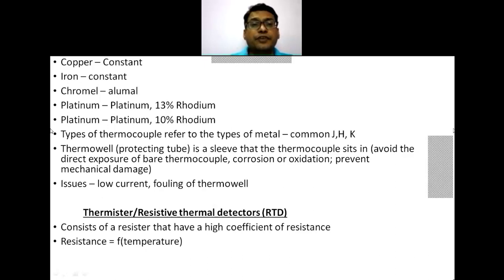Then there can be different materials: copper constantan, iron constantan, chromel and alumel, and platinum and rhodium that can be used. These are the different thermocouple wires or metals which can be used. Then there are different types of thermocouples, commonly J, H, K. That all depends on the temperature range.